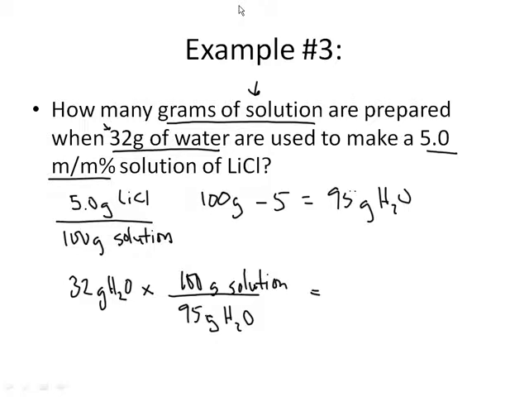So my grams of water cancel out, and I have 32 times 100 divided by 95, which gives me 33.6, which I only need 2 sig figs, so this becomes 34 grams solution.